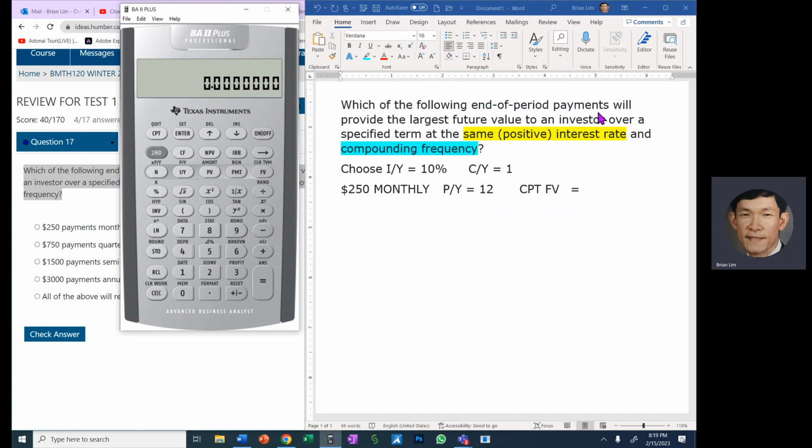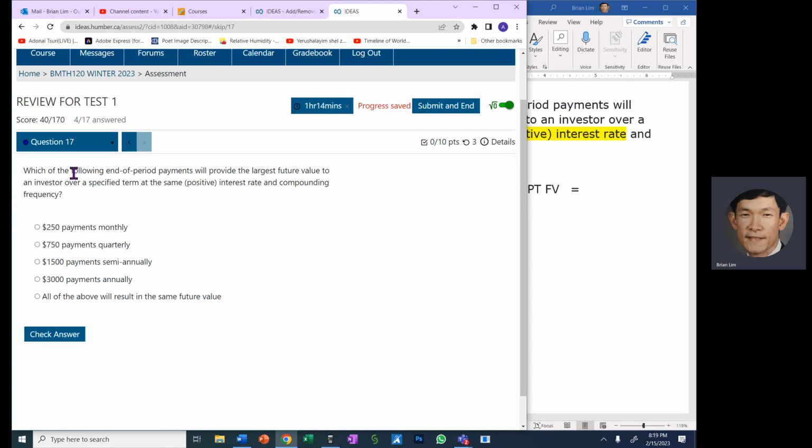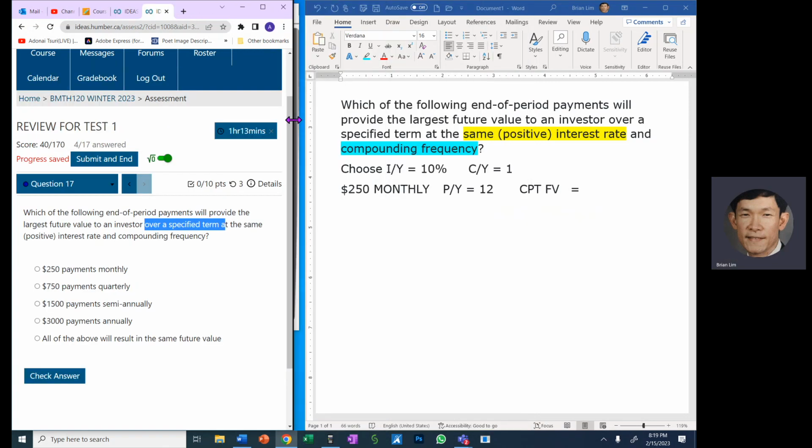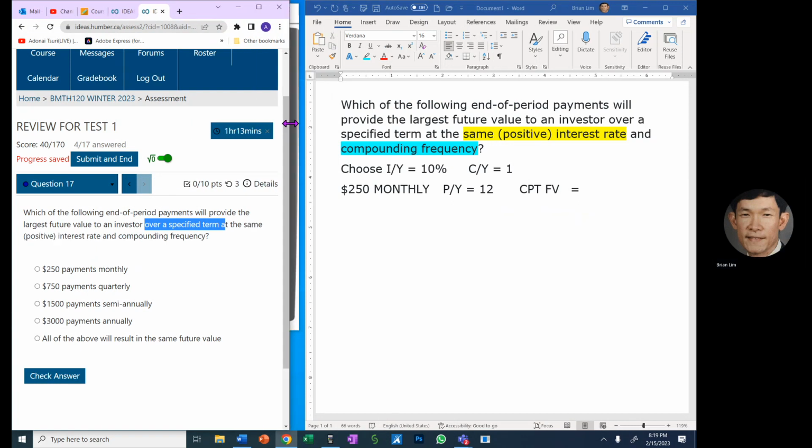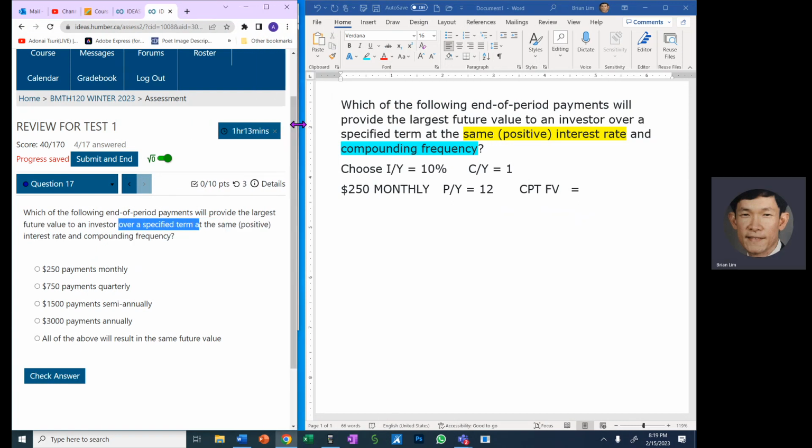Now, end of period payments, largest future value. So we need the number of years because it's over a specified term. That term is specific, it's some number, so we have to make a choice for that also. So why don't we do that?